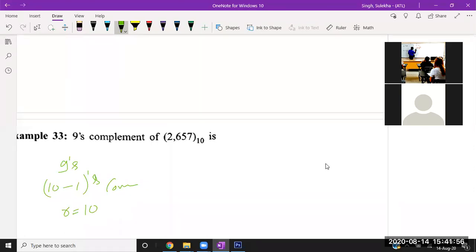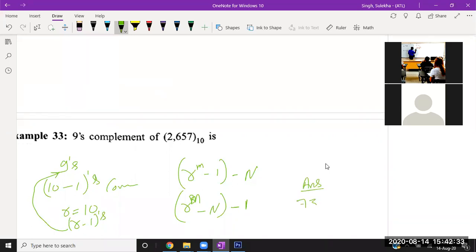In the previous case, you calculated R's complement. Here you are calculating R minus 1's complement, which we call 9's complement. The formula for 9's complement, R minus 1 complement, is R to the power m minus 1 minus n. Basically, in the previous example you calculated R to the power m minus n, and now you need to subtract one more from that answer. Previously you got 7343. In this case, your answer will be 7342.